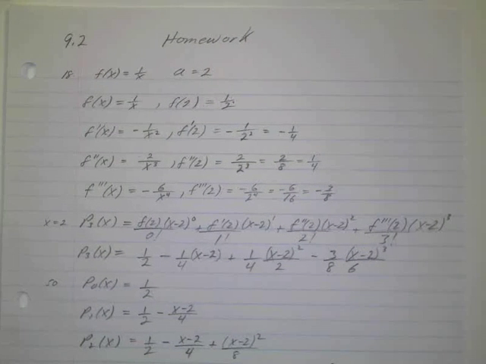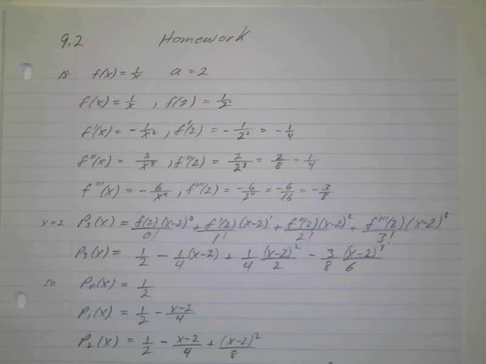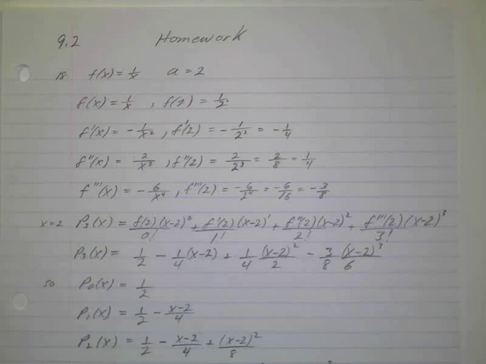Okay, these are some more problems from section 9.2. This is number 18. Number 18 says find the Taylor polynomials of orders 0, 1, 2, and 3 generated by f at x equals a. So we have to find those four Taylor polynomials. So we're going to take derivatives.